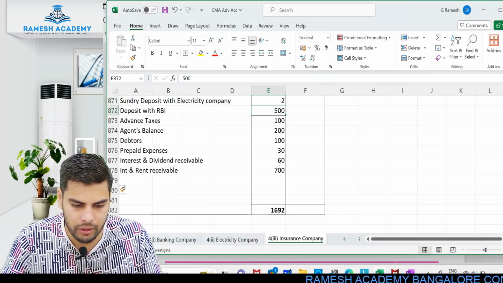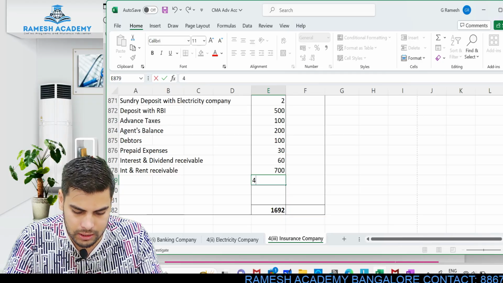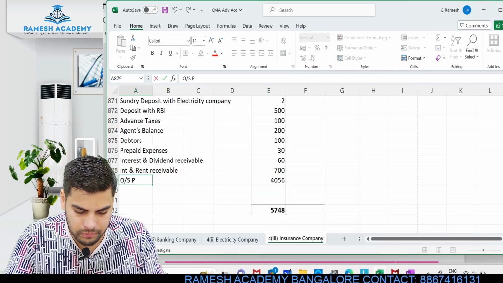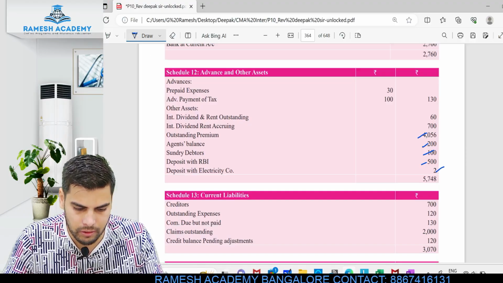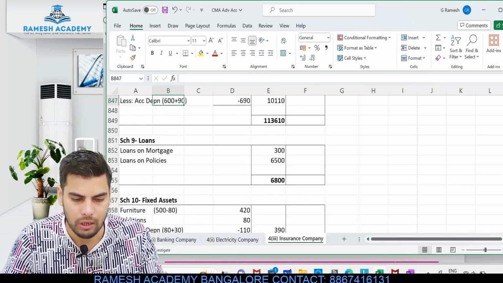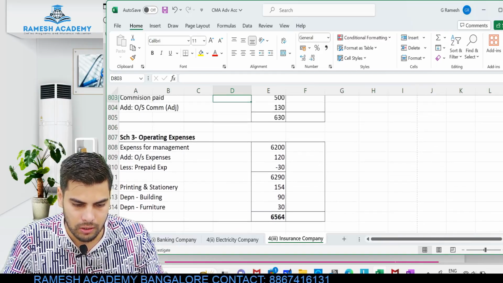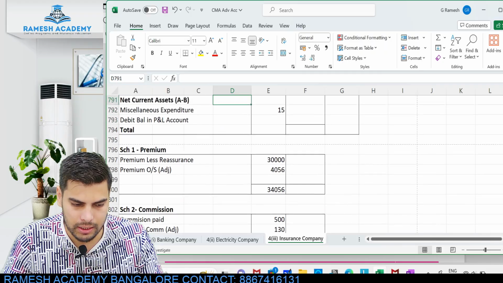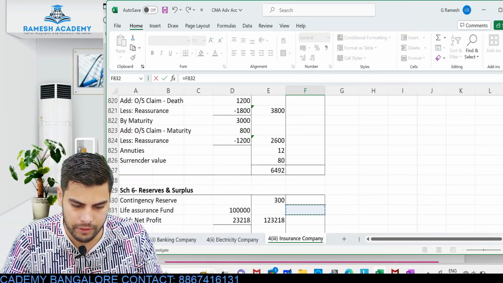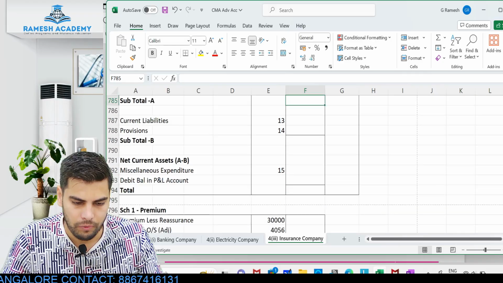Outstanding premium we did not write. 4056 is receivable, right? So 4056 is outstanding premium. One of the adjustment, okay, 5748. Yes, absolutely correct. Now we are getting the same value, 5748. So this is the other advances. Okay, so advances and other assets, I'll just give a reference to this value which we got just now, 5748.